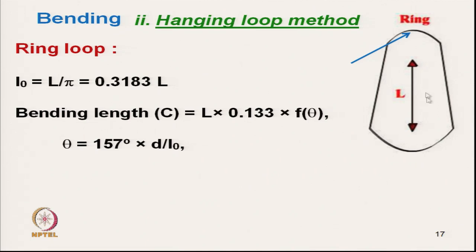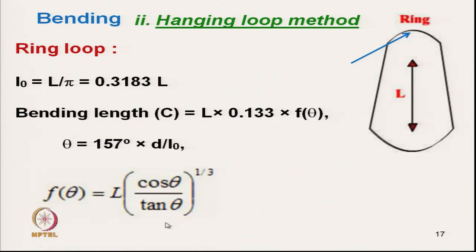So, the L value if we calculate, from there the bending length is given by this formula: C equal to L multiplied by 0.133 multiplied by function of theta. The function of theta is given by this formula, and this function of theta is the same for all the different types of loop method, hanging loop method. Theta here is given by 157 degree multiplied by d by L 0. So, d here means the difference.